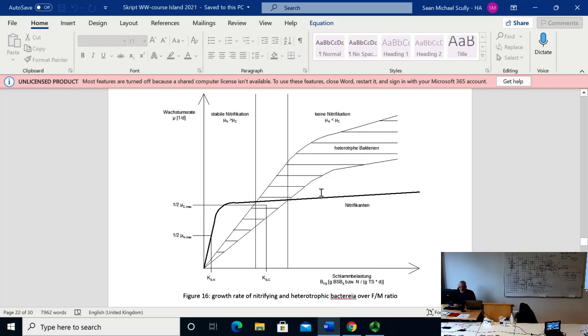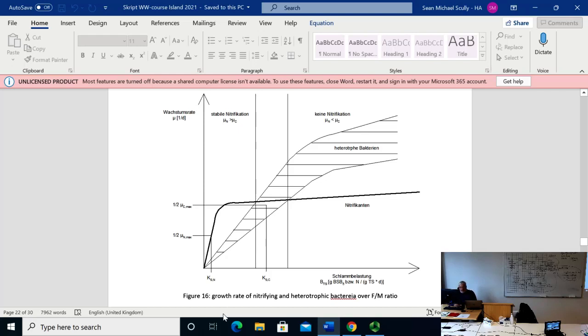No? And when you're on the other side, the heterotrophs will grow faster, and you will take out more and more nitrifiers. So the F/M ratio of the nitrifiers will go higher and higher, but they will never grow as fast as the heterotrophs. And since the heterotrophs are dominating, their growth rate will just decrease slightly, and will never decrease so much as to get into a stable nitrification.